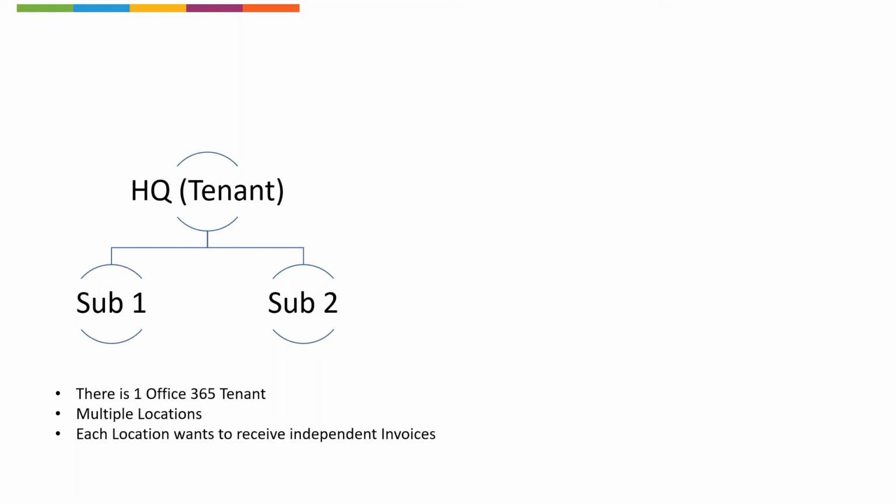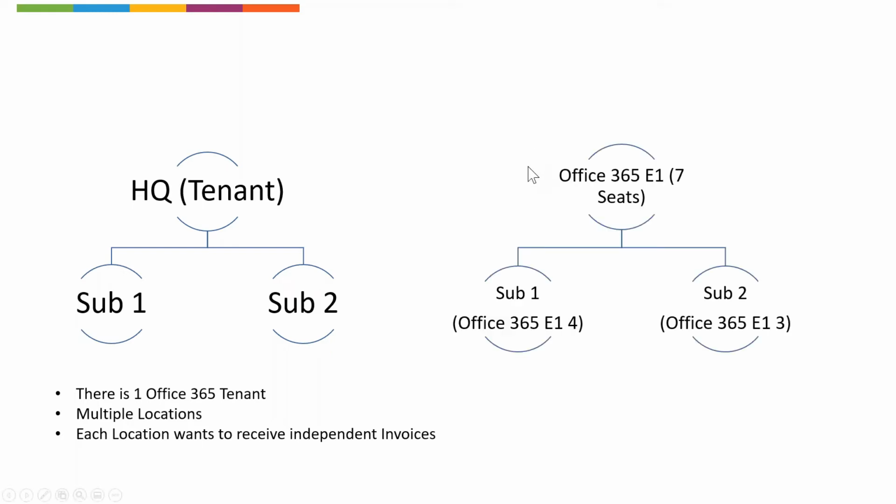The main issue here is that there's one customer tenant with child billing relationships. In this case, we'll look at this example of this E1 subscription with 7 seats. All right, and there's the sub 1 and sub 2, which are the locations. The sub 1 has 4 seats. The sub 2 has 3 seats. Right? How do you manage this easily?